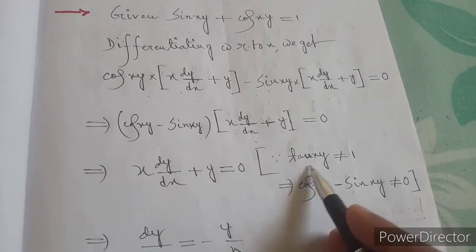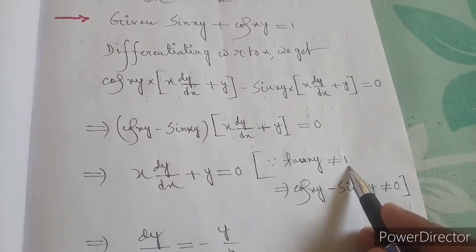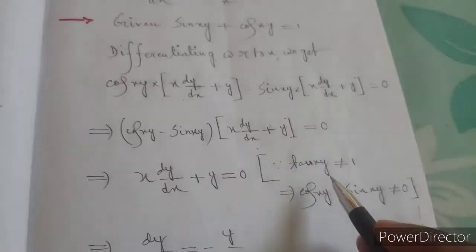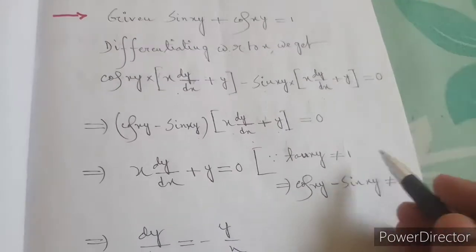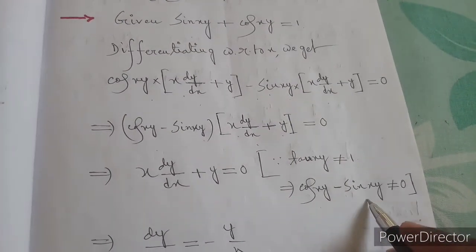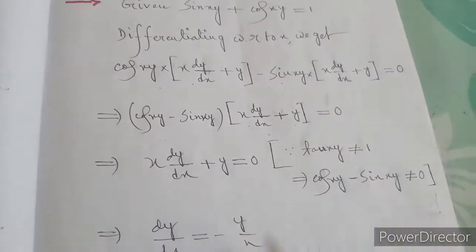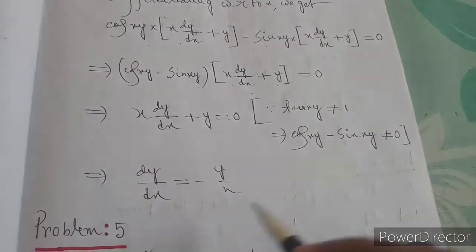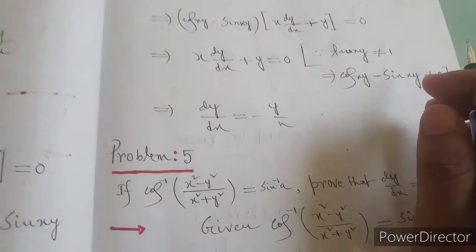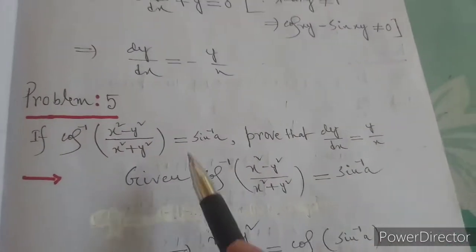Why? Because tan xy is not equal to 1. That means sin xy by cos xy is not equal to 1. That means cos xy − sin xy is not equal to 0. So that should be x dy/dx + y = 0, and so dy/dx equals −y/x. It is your answer.